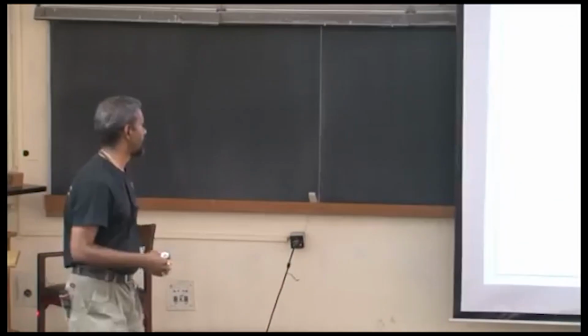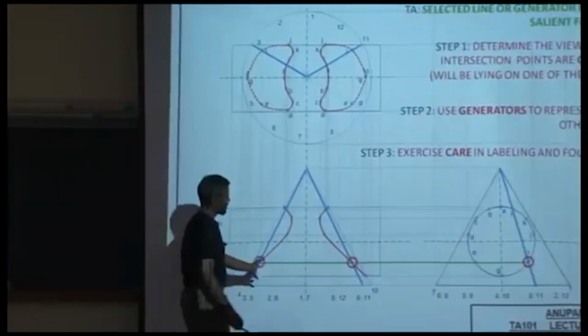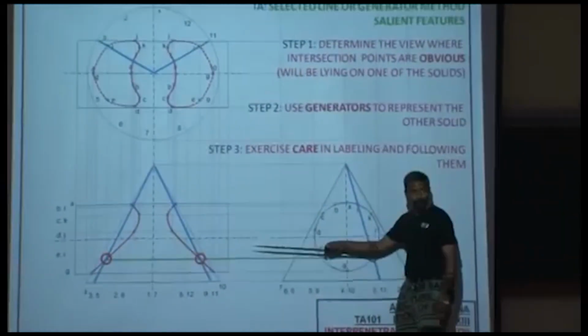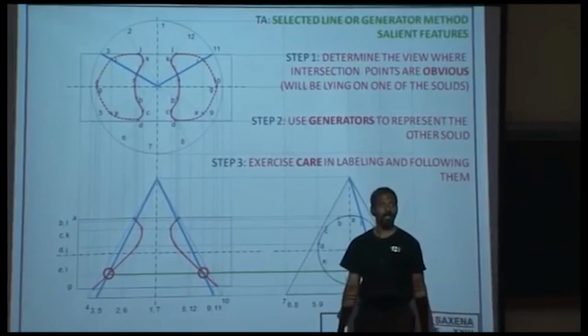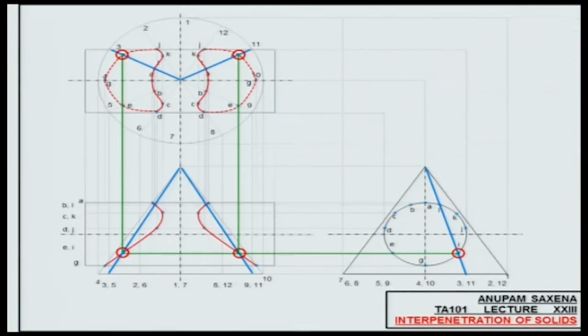Is it 3 or is it 11? If you stand here and look at this view, which one of these will be towards you? Once you have these intersection points, map them onto the front view. So this one will be lying on generator 11 and this one will be lying on generator number 3. Importantly, do not miss any intersection point.